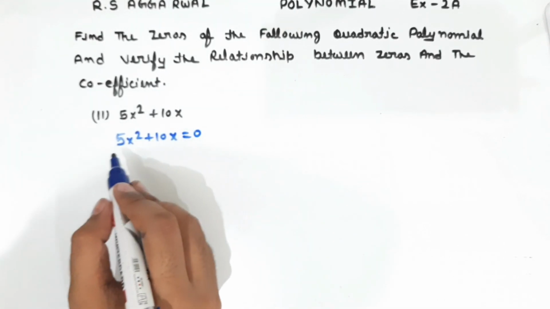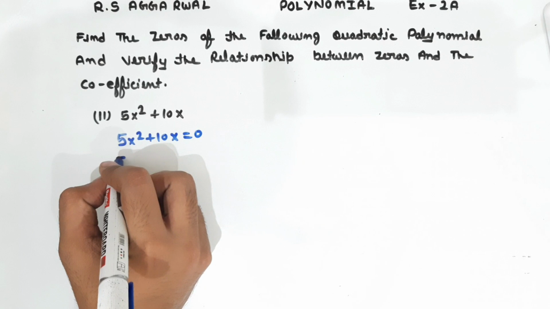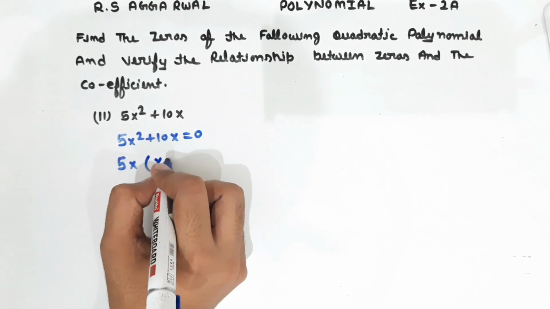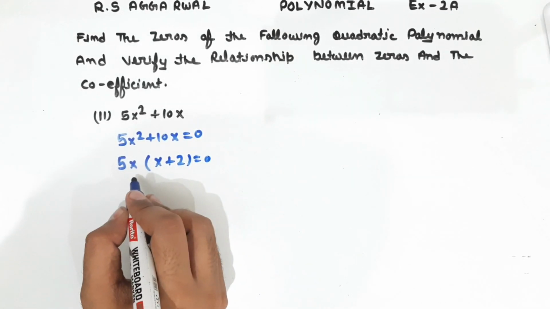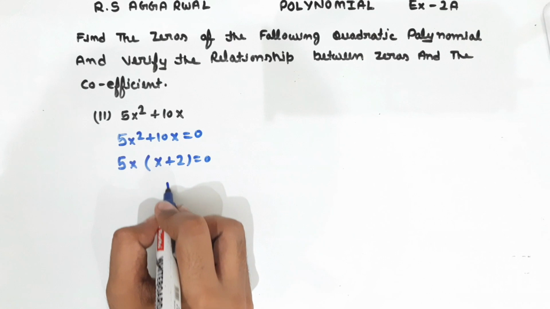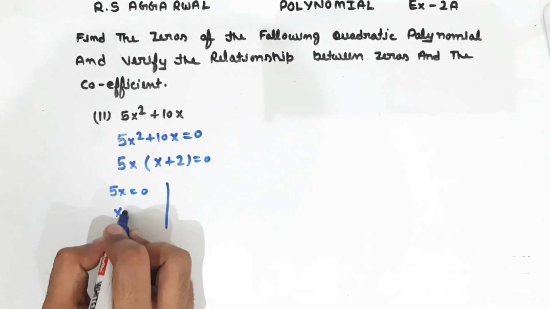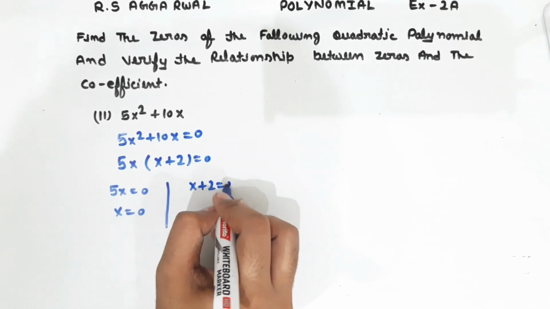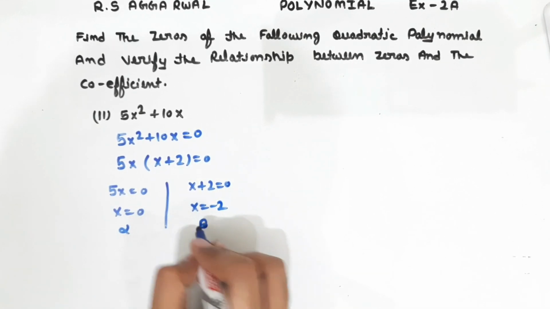So from this polynomial, 5x is common. So here x plus 2 equals 0. So our factors are 5x and x plus 2. So from here 5x will be equal to 0, so x will be 0. And from here x plus 2 equals 0, so x will be minus 2. This is alpha, this is beta.